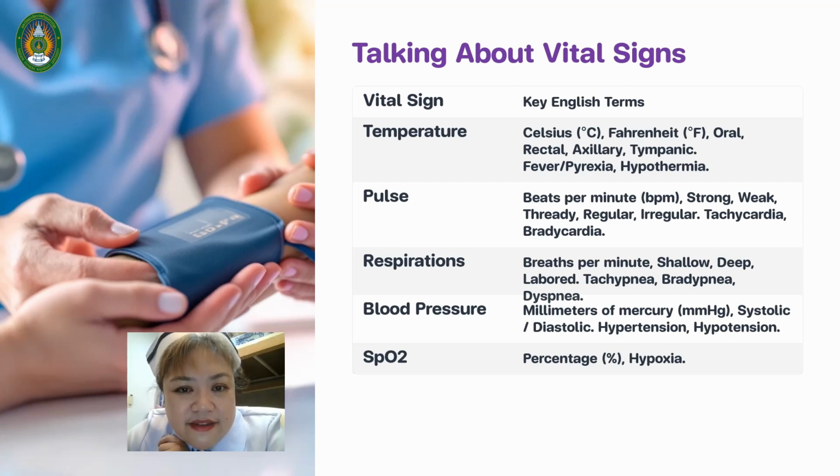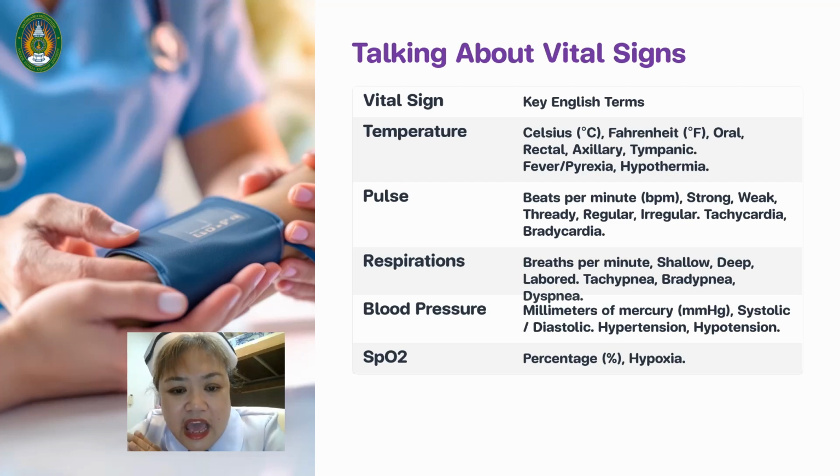Here is some essential English vocabulary for each vital sign. We need to know the units, how to describe the quality, like weak pulse or labored breathing, and the terms for high and low readings, such as tachycardia for fast heart rate or hypertension for high blood pressure.